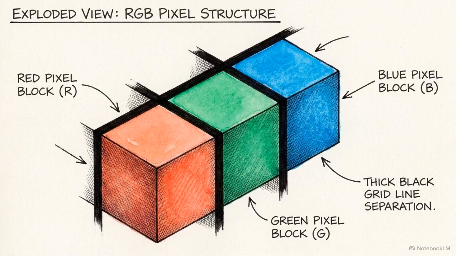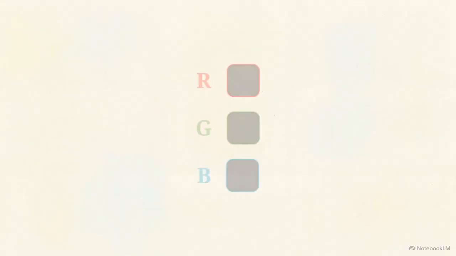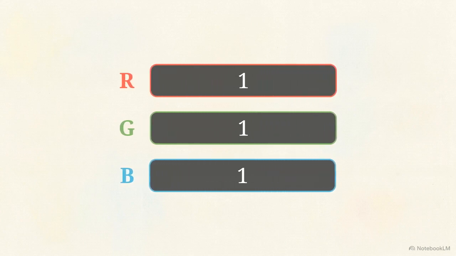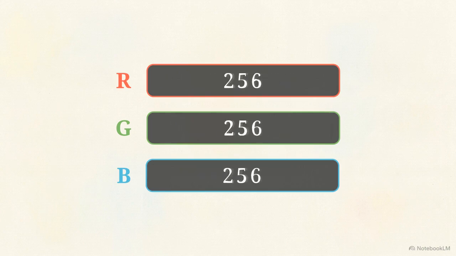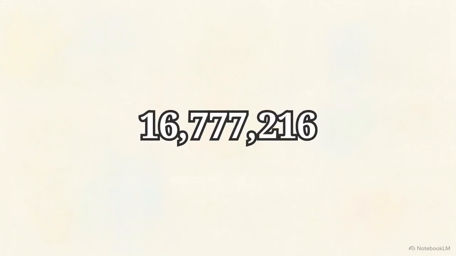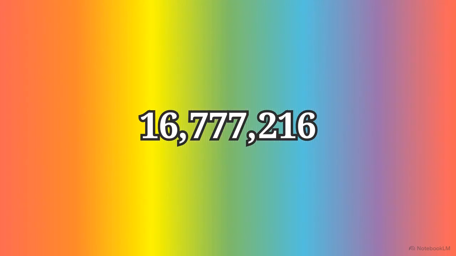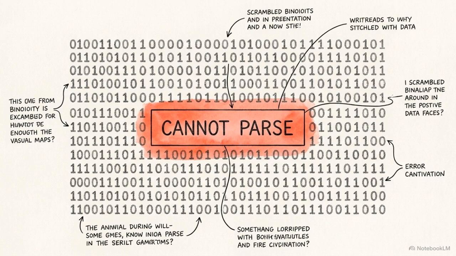To expand the palette, engineers increased the memory space for each color. Red, green, and blue were moved from a single bit to a full 8-bit byte each. Giving each color 256 states changed the math. Multiply 256 by 256 by 256, and you get over 16.7 million total colors, enough to cover the entire range of human vision. This created a new problem: data readability.